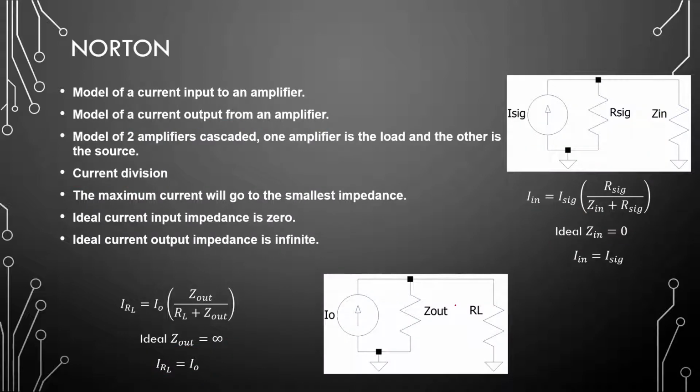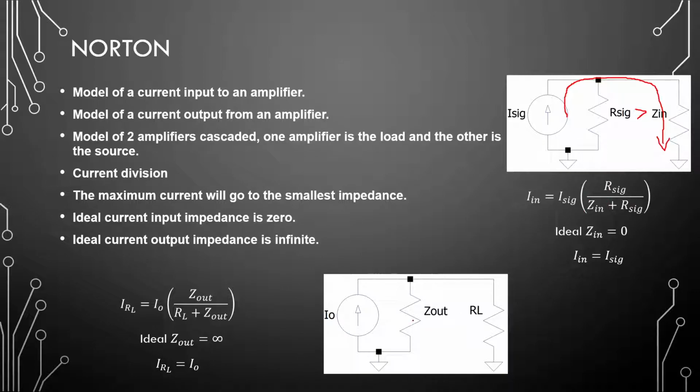Right. Norton models. Norton is typically a current source modeled with an impedance in parallel with it. So for current amplifiers, the output impedance needs to be extremely large. A perfect Norton source has an infinite output impedance. And why would it be infinite? Because current will rather flow into a resistor which is much less in size than, let's say, this R signal right here.